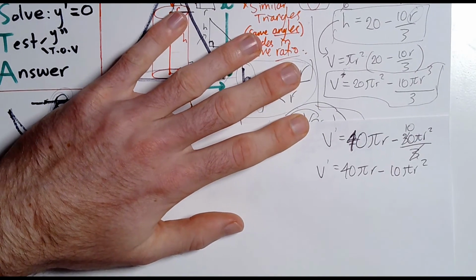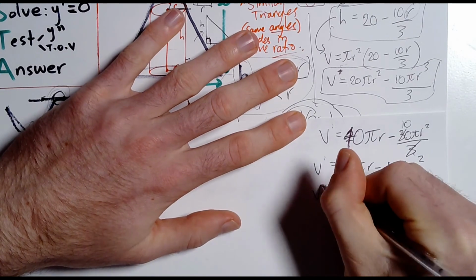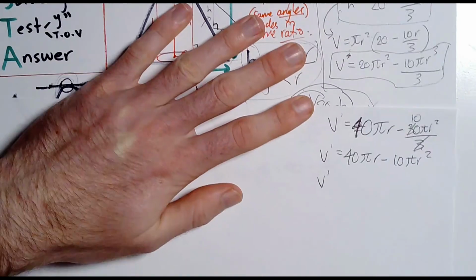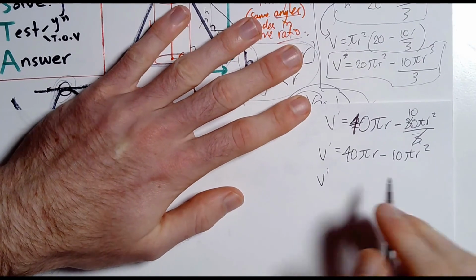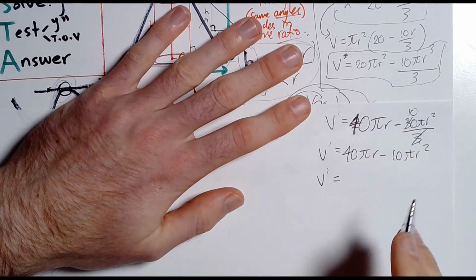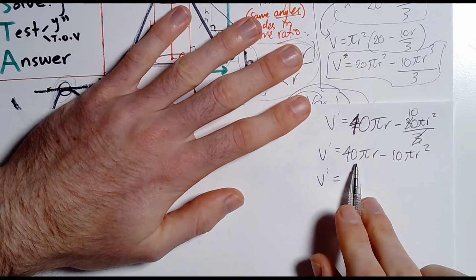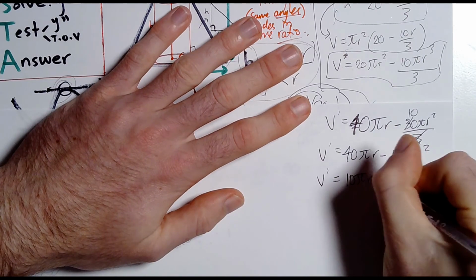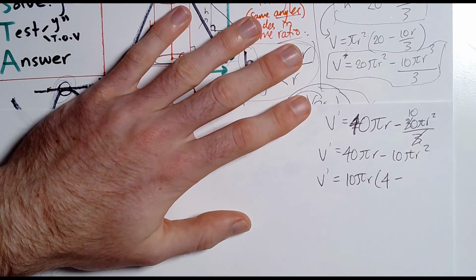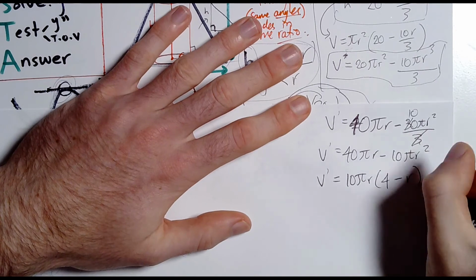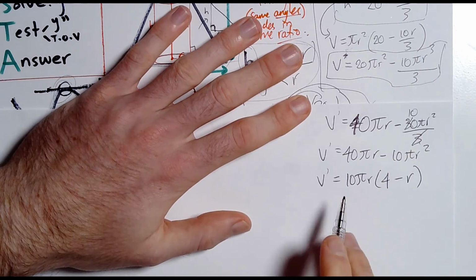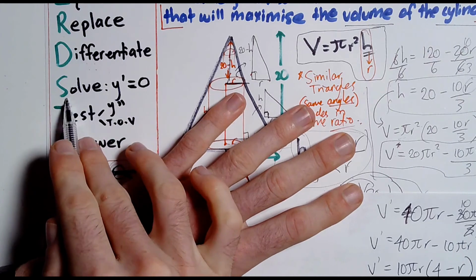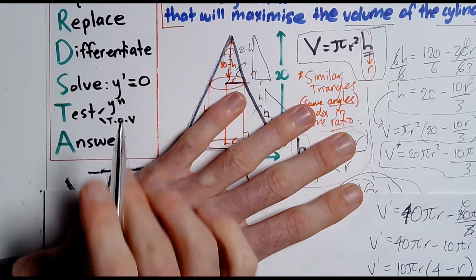What we should now do before we make it equal to 0, before we solve for the first derivative equaling 0, we should actually factorize this now, so we can take out 10 pi r as a common factor. So let's take out 10 pi r. We're left with 4 minus r. Perfect. And now what we want to do is, because we've differentiated, because we found the first derivative, we want to solve for y dash equals 0.